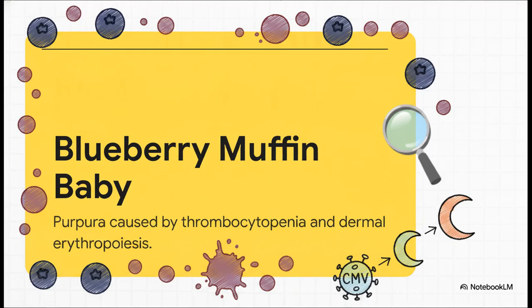Now, what's really interesting is the pathophysiology behind the famous blueberry muffin baby presentation. The purpura and petechiae you see on the skin are caused by thrombocytopenia combined with dermal erythropoiesis. Basically, blood is being formed right there in the skin itself. But beware the trap. This look is not pathognomonic for rubella alone. You will see this exact presentation in congenital CMV and toxoplasmosis. You really have to look for the rest of the triad to confirm rubella.